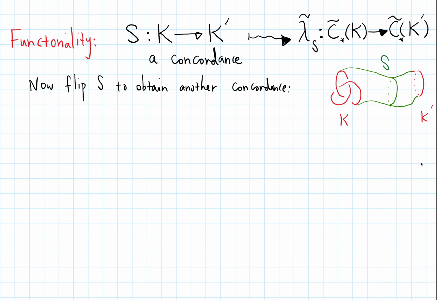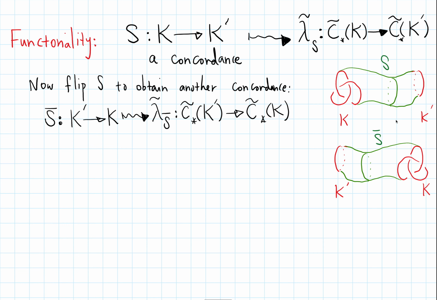Whenever you have a concordance from a knot K to K prime, you would get for free another concordance from the knot K prime to K. All you need to do is to just flip this cobordism S to get this concordance. I'm going to call this other concordance S bar, which would give us an S-morphism from the S complex of K prime to the S complex of K. So in summary, whenever we have a concordance, we can get S-morphisms in both directions, from the S complex of K to the S complex of K prime, and from the S complex of K prime to the S complex of K. This motivates the definition.